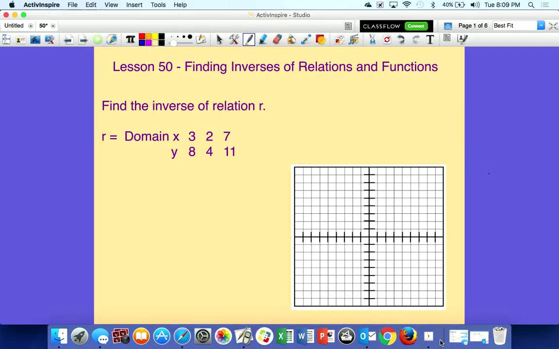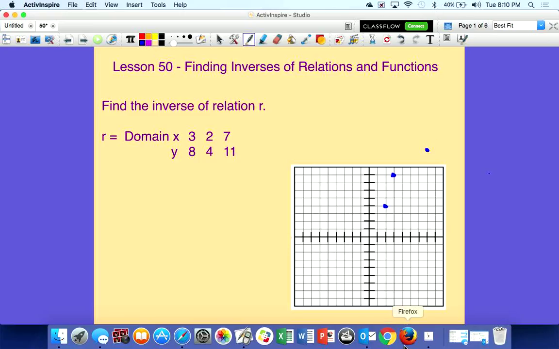Lesson 50 is finding inverses of relations and functions. If we were normally going to graph these ordered pairs, as you see here, we have an x and a y, so we've got 3 and 8. So we'd go over 3 and up 8. We'd go over 2 and up 4. And then we'd go over 7 and up 11, so about there.